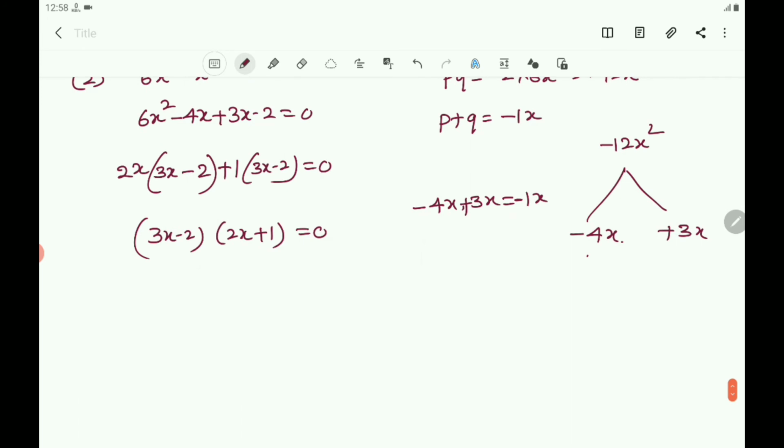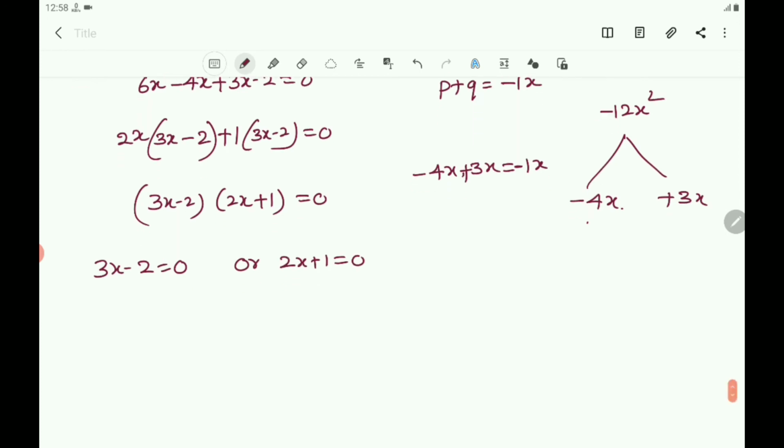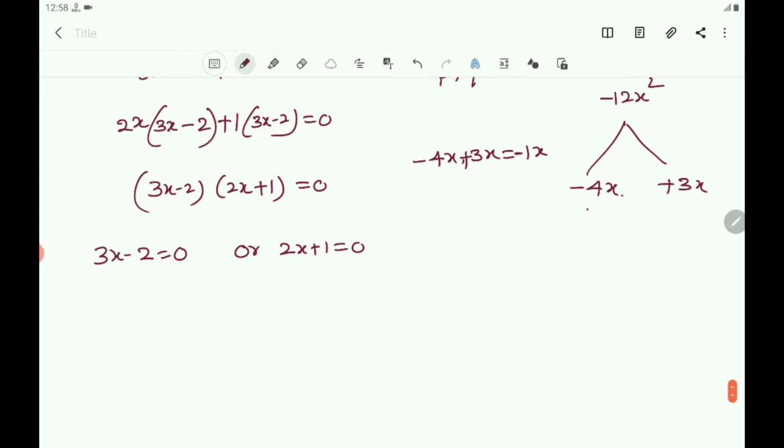Then equate each factor here. You got two factors, 3x minus 2 and 2x plus 1. Then you write 3x minus 2 equals 0 or 2x plus 1 equals 0. You got the first linear equation 3x minus 2 equals 0. Second linear equation 2x plus 1 equals 0.